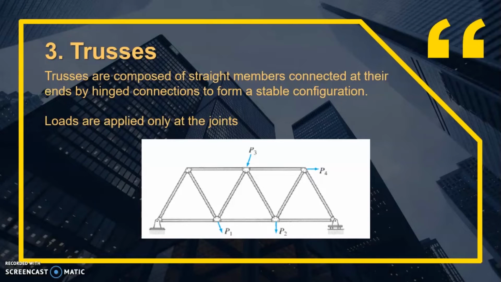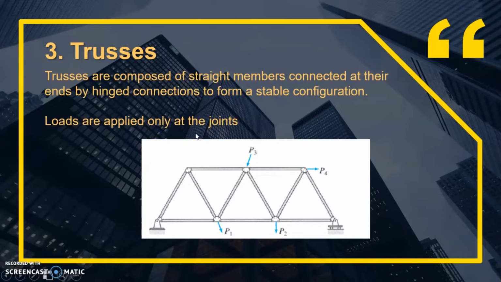Number 3, we have trusses. Trusses are composed of straight members connected at their ends by hinge connections to form a stable configuration. And loads are applied only at the joints. So, as you can see dito sa picture, yung loads niya lang, pwede lang natin i-apply sa connections or sa joints. Wala tayong load sa member mismo.